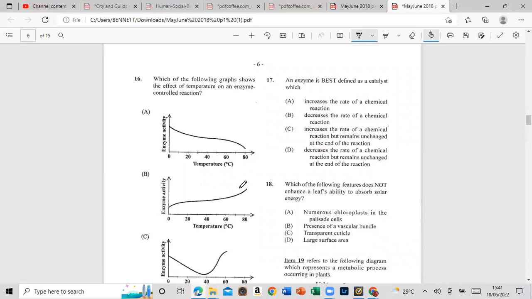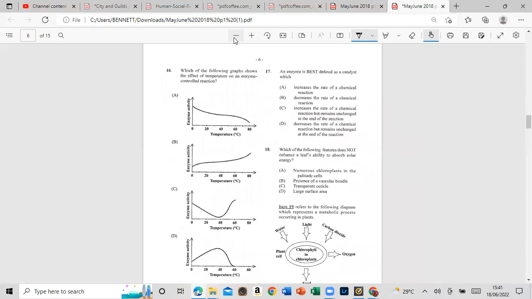Which of the following graphs shows the effect of temperature on an enzyme-controlled reaction? Let me see. Type it in, guys. Let's put in 16. If it's A, you put in 16A. 16B, you put in the number, right? Too often, I see guys just put A, B, C, D. You have to put 16A or 16B, all right? So, which of the following graphs shows the effect of temperature on an enzyme-controlled reaction? And that would be D.